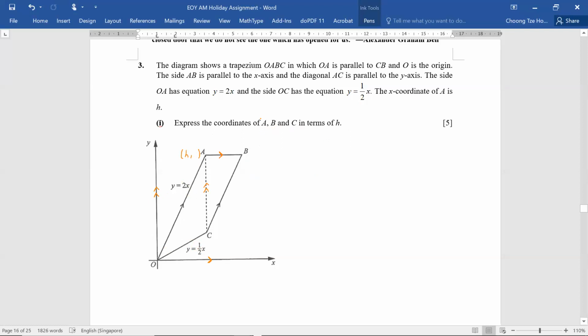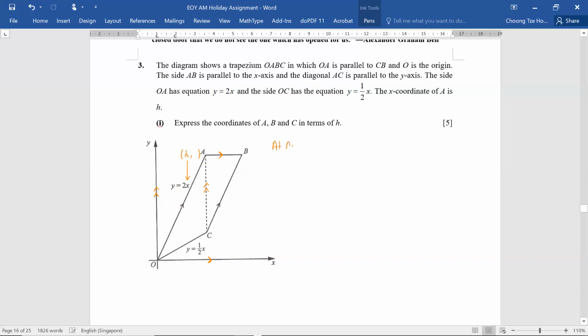Let's try to find the coordinates of A first. We already know the x coordinate is h, and the y coordinate we don't know. But from the diagram we can see that point A lies on the line y equals 2x. Since we know that the x coordinate is h, we can sub h into x, and then we will be able to find the y coordinate. That's what we are going to do.